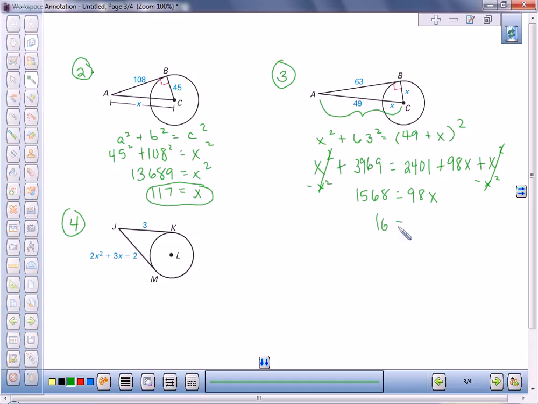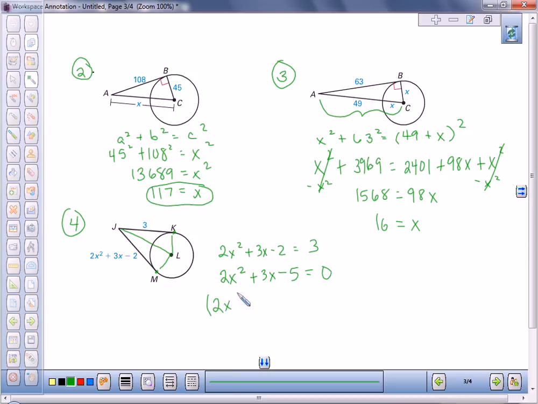Okay. Our last problem, because we can tell they're tangent, they touch at 1 point. We know that these segments must be congruent. That takes us back to the fact that we have congruent triangles here. So this must equal that. The 2x squared plus 3x minus 2 has to equal the 3. Well, this is a quadratic, so we must set it equal to 0 by moving our constant to the other side.